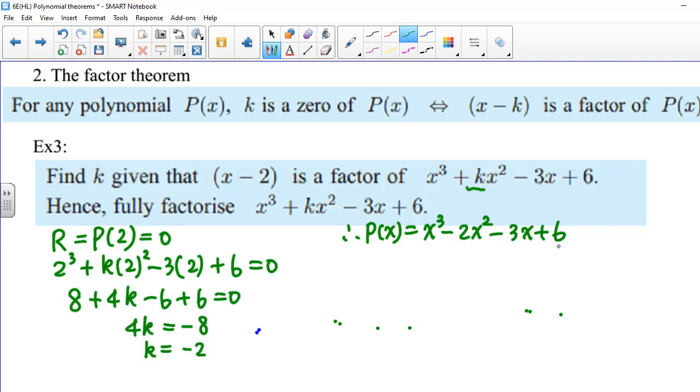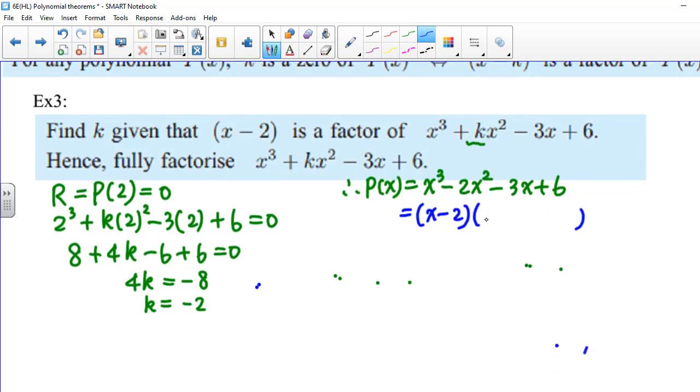Let's fully factorize this cubic polynomial function. But anyway, we know one factor of this cubic polynomial function already. So we can say this one can be factored into x minus 2 times another factor first. So what is the other factor? We can use long division or synthetic division to find the other factor. We also can just use the method we introduced in 6D to determine the other factor.